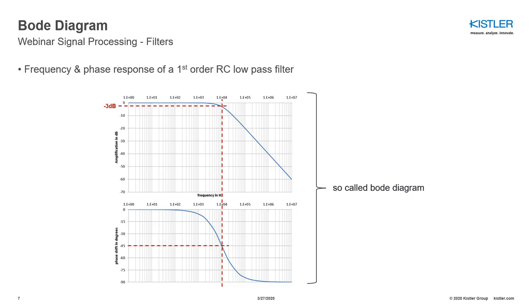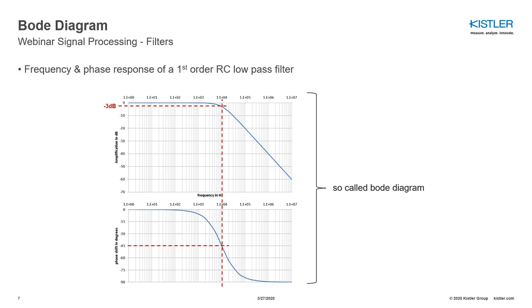An important tool to visualize the characteristic of a filter is the so-called Bode diagram. The Bode diagram consists of a frequency and a phase response. The frequency response defines the output amplitude behavior of the filter. So it basically visualizes the output amplitude in relation to the frequency. The phase response basically defines the characteristic of the phase shift between the input and the output signal of the filter. In this example here, you see the Bode diagram of a first-order low-pass filter.